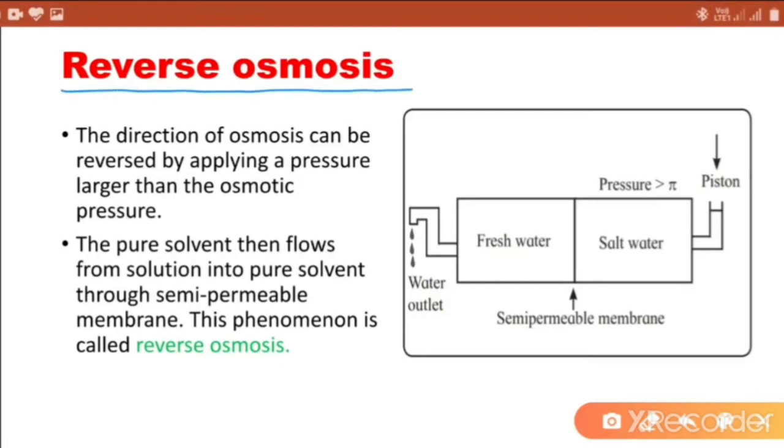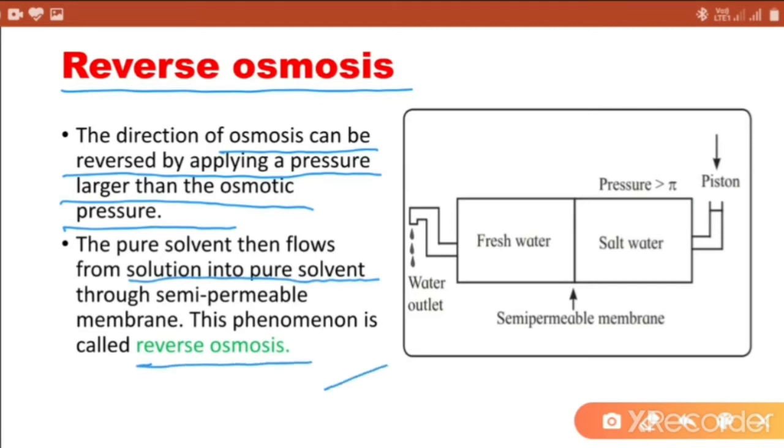Reverse osmosis. The direction of osmosis can be reversed by applying a pressure larger than the osmotic pressure. The pure solvent then flows from solution to pure solvent through a semi-permeable membrane. This phenomenon is called reverse osmosis. See the diagram.